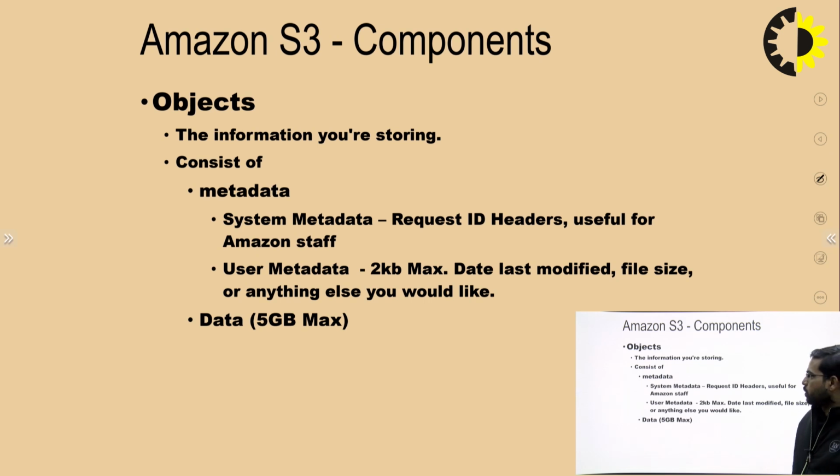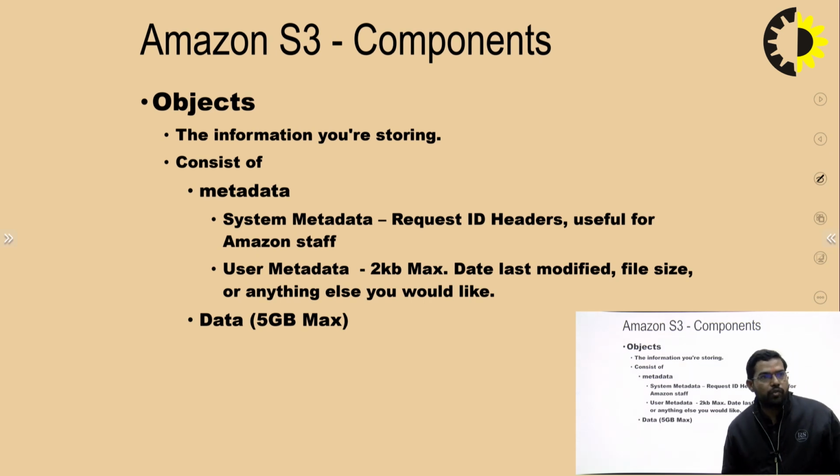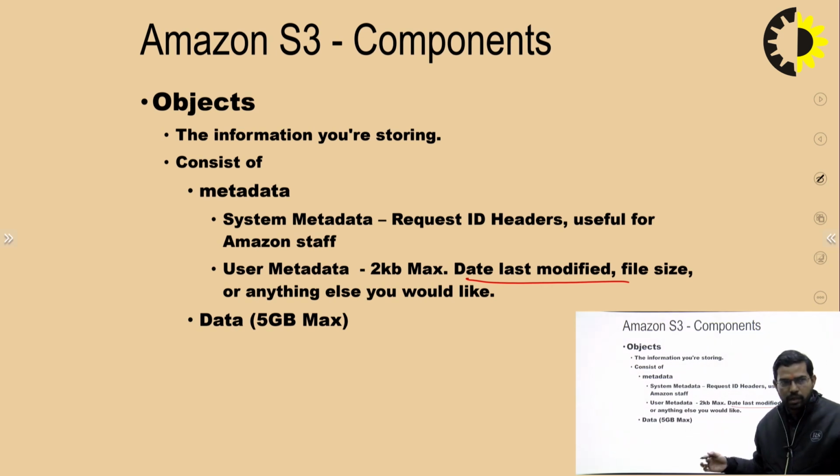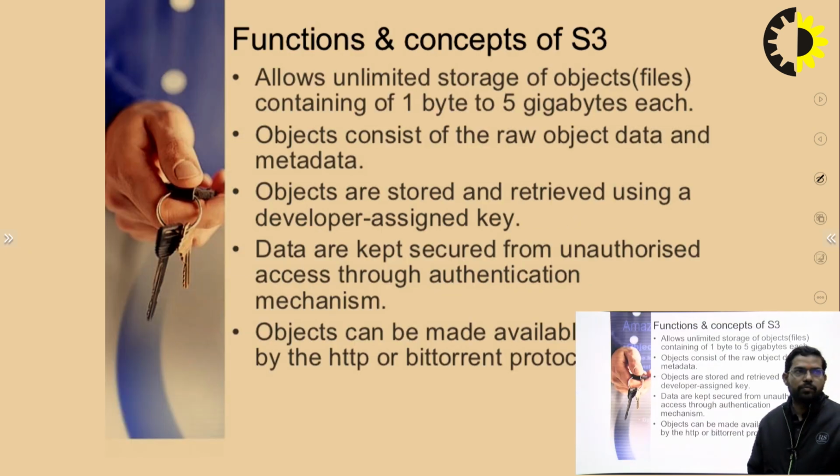So in S3, these are some of the components. First is the object. Object means the information you are storing. This information consists of metadata. System metadata has a request ID header, which is useful for the Amazon staff, and user metadata, like 2 KB max, date last modified, file size, or anything else you would like. The data itself can be 5 GB maximum in Amazon S3.